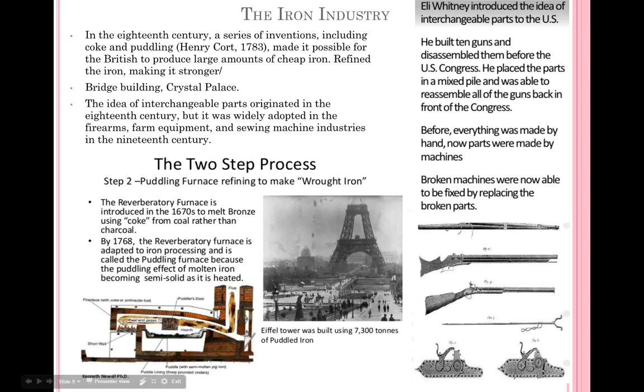Eiffel Tower, wrought iron, very nice. That's how it's built.